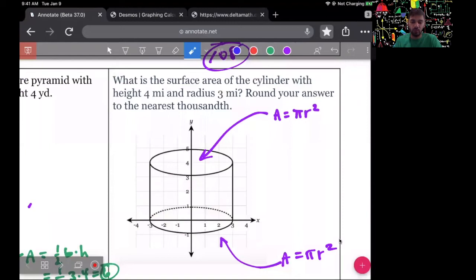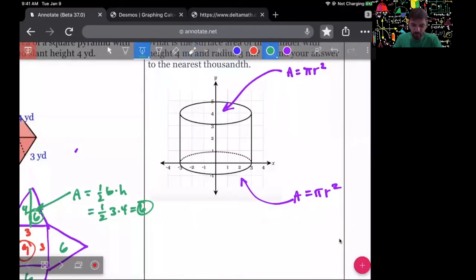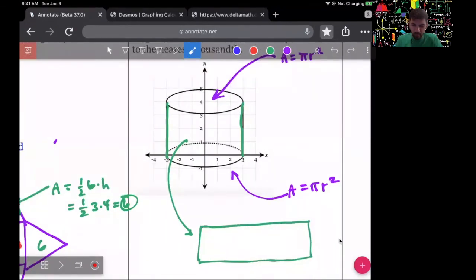Well, if I were to unroll this cylinder and flatten out this portion of the cylinder, I would get a rectangle. So I'm thinking about this guy right here. And if I were to flatten that out, I would get a long rectangle. What I'm going to do here first is figure out the top and the bottom circles. If I look at the graph, on the x-axis, the radius is equal to 3. So that means area equals pi times 3 squared, which is equal to 9 pi. Same thing for this one, it's the same circle, so 9 pi for that one.